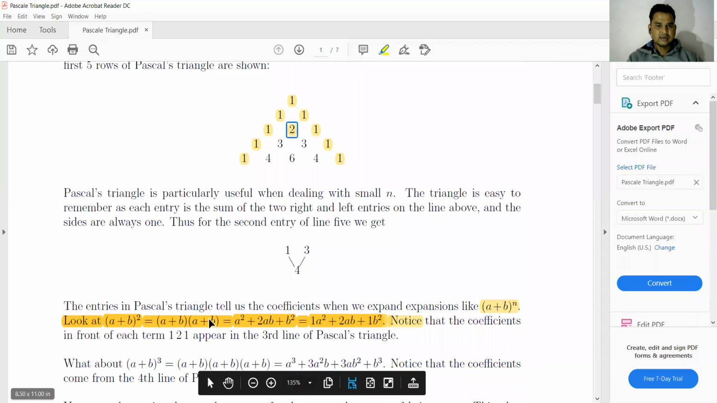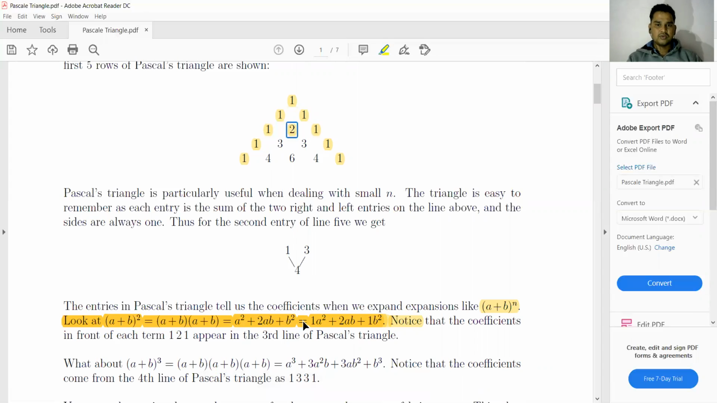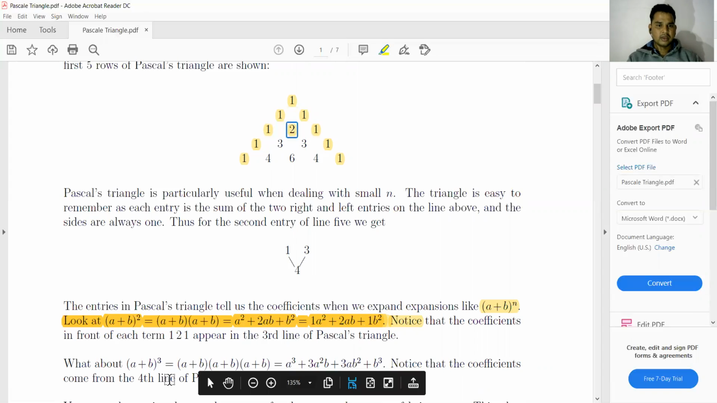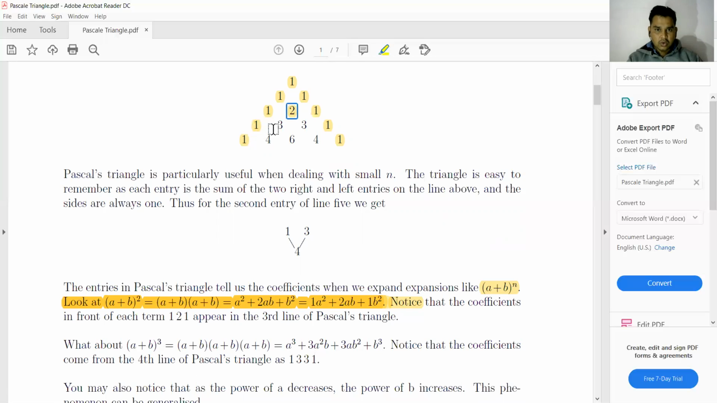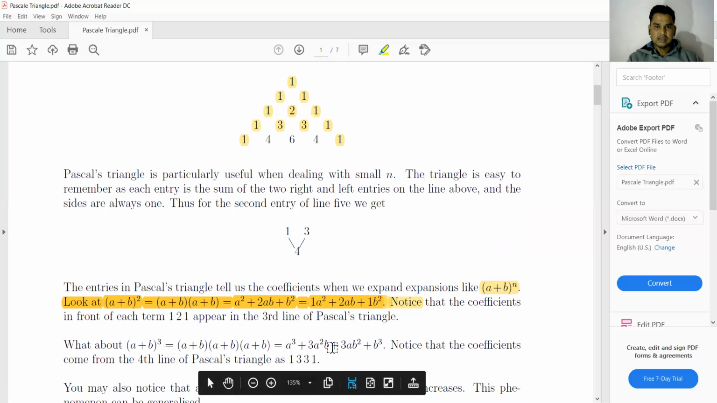You will see that the expansion of a plus b bracket square is a square plus 2ab plus b square, and this is nothing but this row, 1 2 1. Similarly, here you can see that a plus b bracket cube is equal to a cube plus 3a square b plus 3ab square plus b cube. Now here you can see the third row, in this third row, 1 3 3 1.